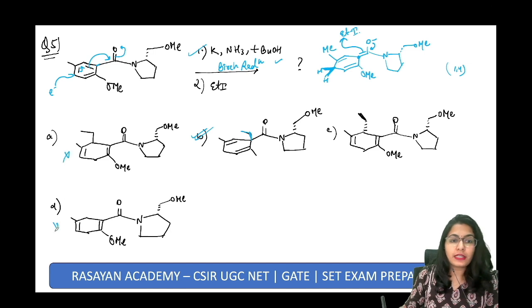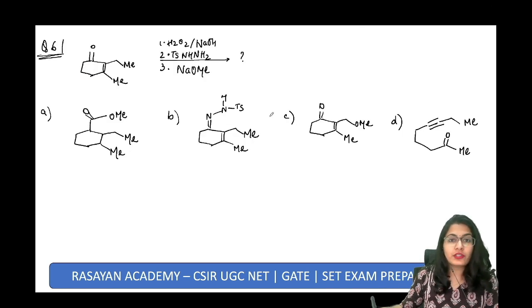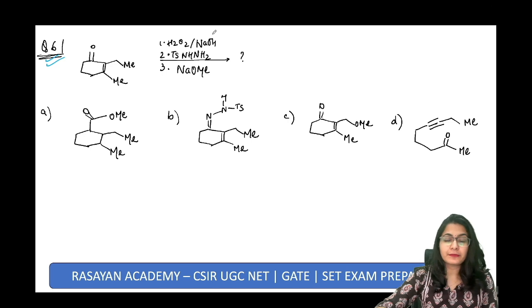Not A, not D, because this is not the correct regioselectivity. Only option B is going to be the correct answer. Let's move onwards to another important question, question number 6. All right, this is the most repeated question in all of the competitive exams because it is a very common name reaction. So try doing this on your own and then we'll discuss the answer.